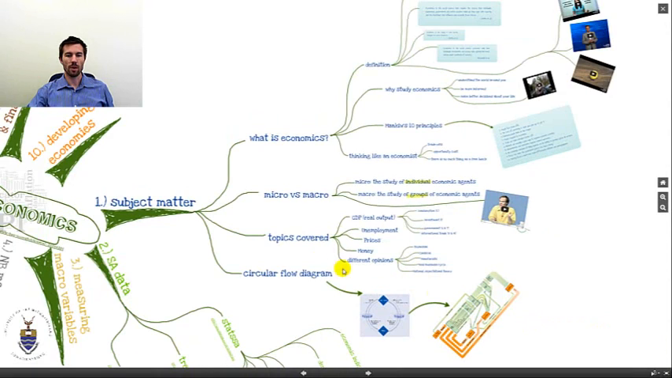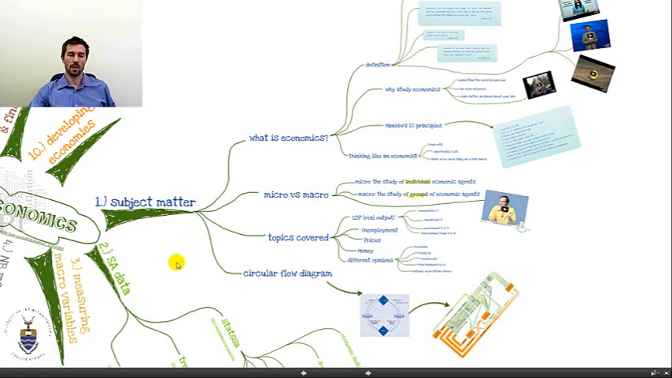We ended the first part having looked at the subject matter of economics, essentially as a warm-up to what we're going to be discussing in macroeconomics. We defined economics, we looked at the difference between microeconomics and macroeconomics. We got a feel for the sort of topics we were going to cover, and we looked at a more complicated circular flow diagram than what we were used to seeing. So that was the first arm of our macroeconomics mind map.